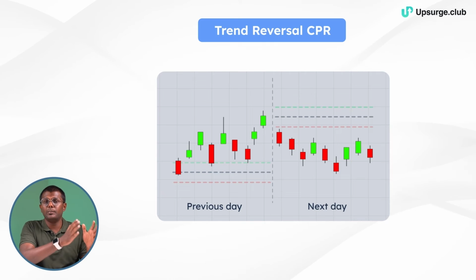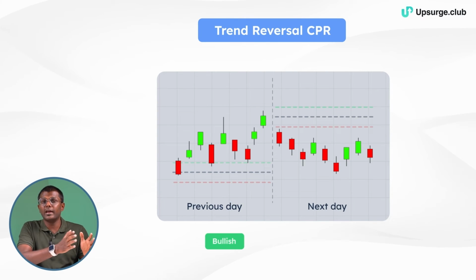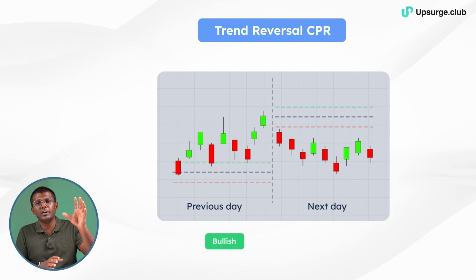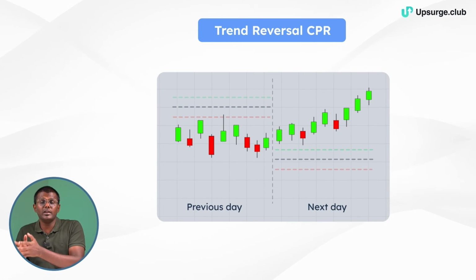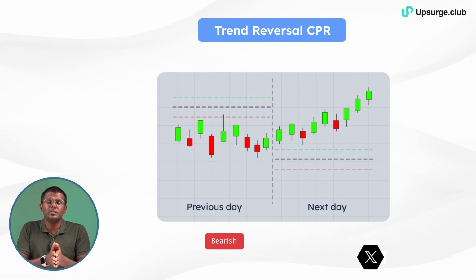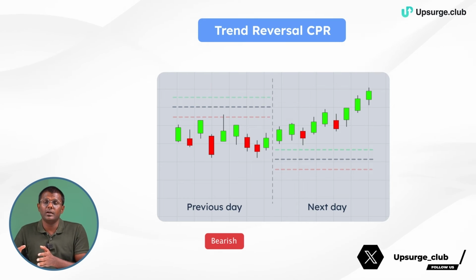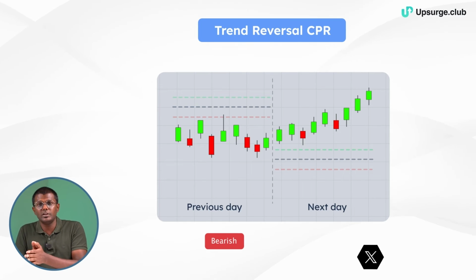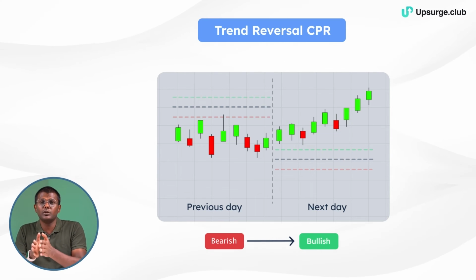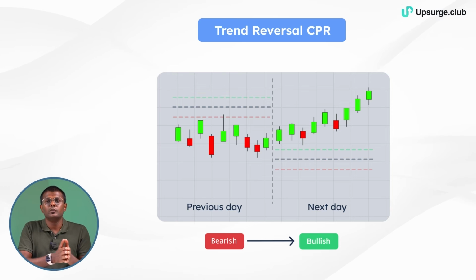Ascending CPR basically denotes a bullish trend. Since the candles are trading below the CPR, it signals the trend is changing from a bullish trend to a bearish trend. In the same way, descending CPR tells us that the overall trend is bearish. Now, when the candles are trading above a daily CPR, it signals the trend is changing from a bearish trend to a bullish trend. So, trend reversal CPR is very useful for mean reversion traders. People who are looking for reversal trade opportunities can focus on trend reversal CPR. So, this is about trend reversal CPR.